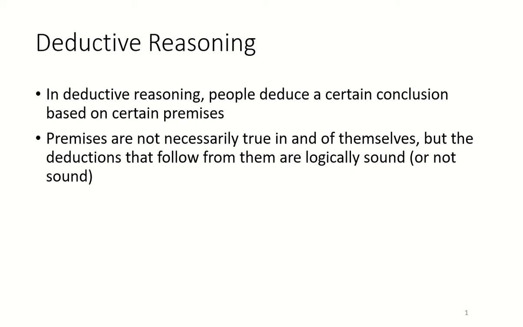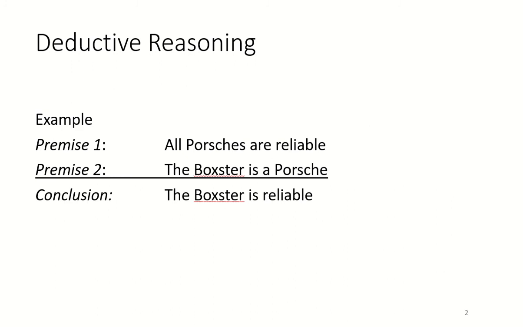This is not to say that the premises are necessarily true, it's just whether the argument actually logically follows or not. So I think this will become more clear if I give you a couple of examples. So for example, imagine we have two premises. First one states that all Porsches are reliable, and the second one states that the Boxster is a Porsche. From that, it logically follows that the Boxster is reliable, because a Boxster is part of all Porsches, and if all Porsches are reliable, then it follows that the Boxster is reliable.